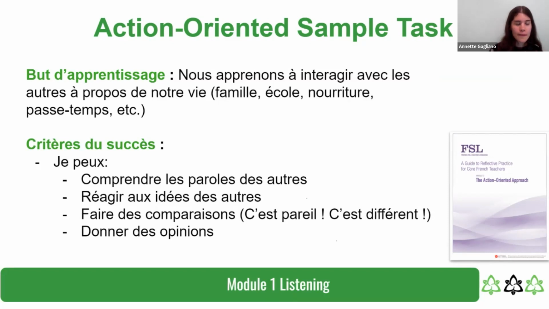And for success criteria in the classroom environment, the success criteria should be co-created with students. So we've just given some sample success criteria that you could possibly come up with your class if you choose to do this activity with your learners. So we have some samples such as je peux comprendre les paroles des autres. So can they actually understand what someone is telling them about their life? Je peux réagir aux idées des autres. Not only understand, but give a reaction about something similar or something that they like about what the person said. Je peux faire des comparaisons. C'est pareil, c'est différent. So about making those connections.